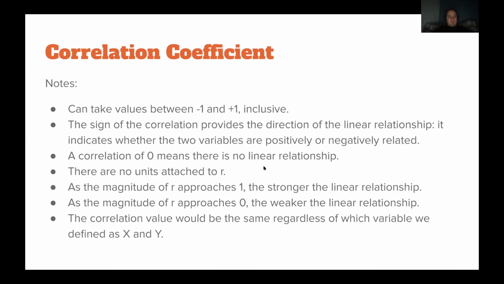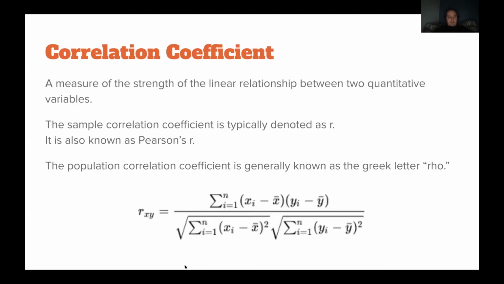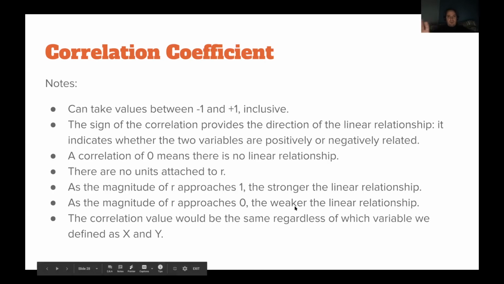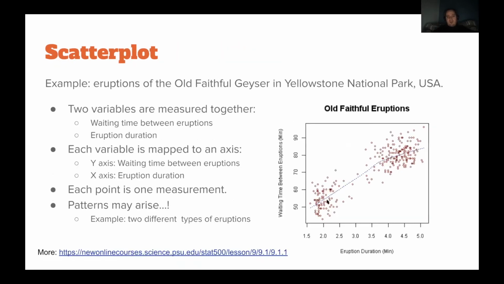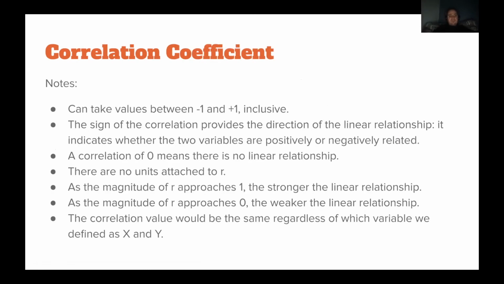And again, as it approaches 0, the relationship gets weaker up to a point where you can't really make any conclusions about it. And it doesn't matter here if it's X or Y. Like in this formula here, if you swap X and Y, it doesn't matter at all. It's completely symmetric. So it's the same as if we change this scatter plot here. If we swap waiting time and eruption time, it will still be positive. Although the shape will change just a little bit, it will still be positive. So it doesn't matter if you swap the variables.